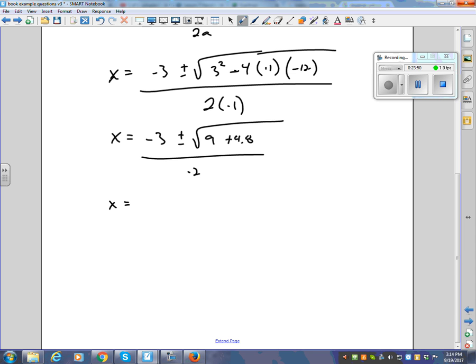Did I make a mistake, Marvin? 2 times 0.1 becomes 0.2. Oh, yeah, no, that's a decimal. Good eye, Mervin. Okay, so now this is going to be negative 3 plus or minus 3.7, we'll say, all over 0.2, right? I took 9 plus 4.8 and got 13.8, and then I took the square root.